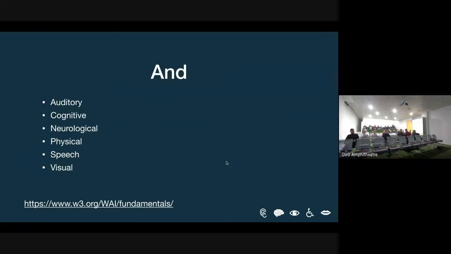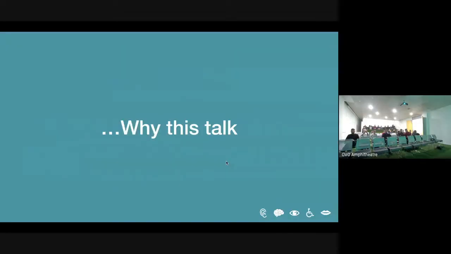There's a link here to some really good information about accessibility, in the fundamentals section. It gives you a really good foundational understanding of that. I often find it quite useful if you're trying to explain it to your company or something like that. It's quite good to have something to show them. So yeah, I think I've already done why this talk.